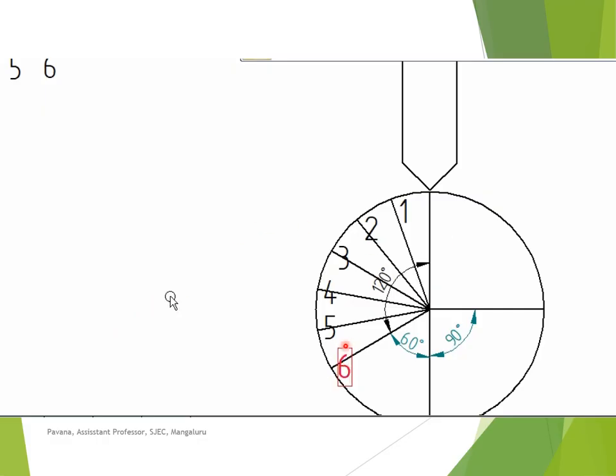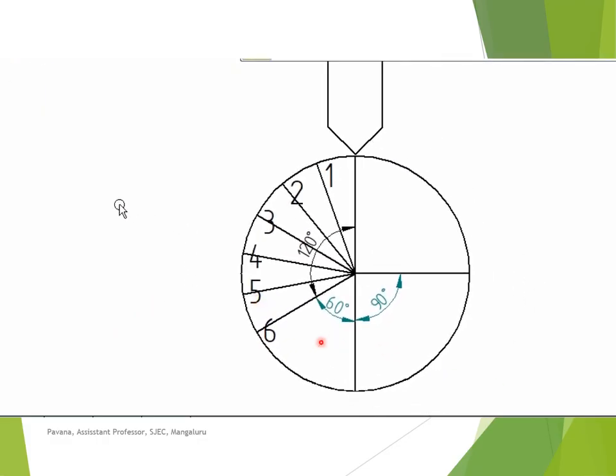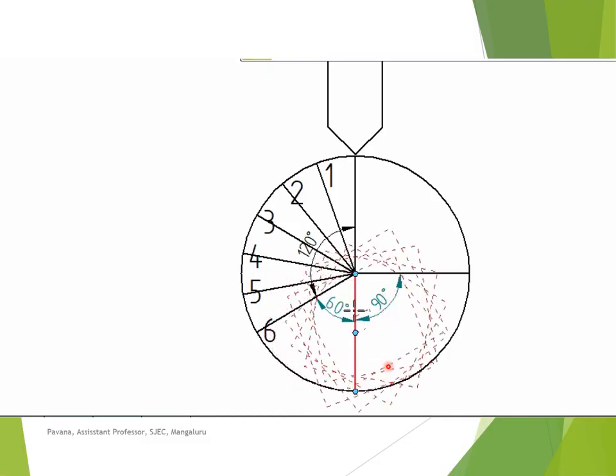So we divide this section into 6 parts. Next 60, we didn't divide into any parts in the displacement diagram, so here also we are not going to divide. But the 90 degree we have divided into 6 parts there, so the same thing you do here also. This 90 degree you divide into 6 parts. So 15 degree each.